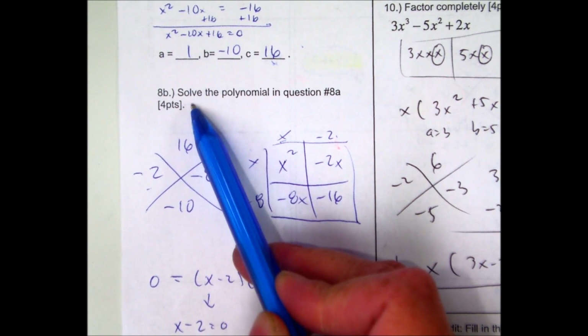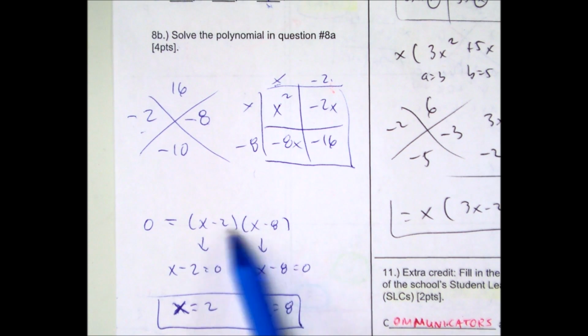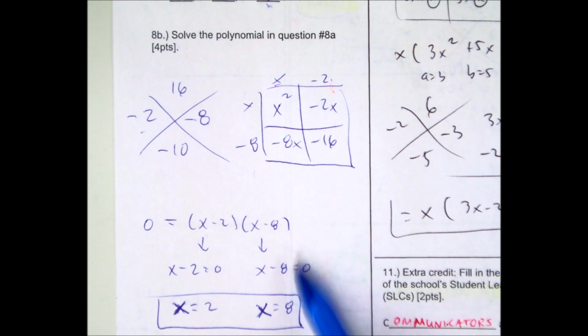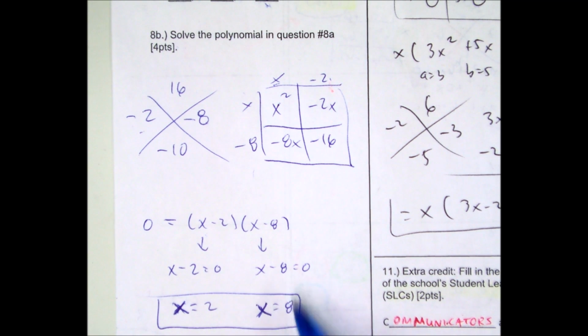Because you are solving in that problem, if you left it just right here, you got 3 out of 4. Remember, you have to use the zero product rule. One of these has to be equal to 0, so set it equal to 0 and solve. Add 2, add 8, x equals 2 and 8.